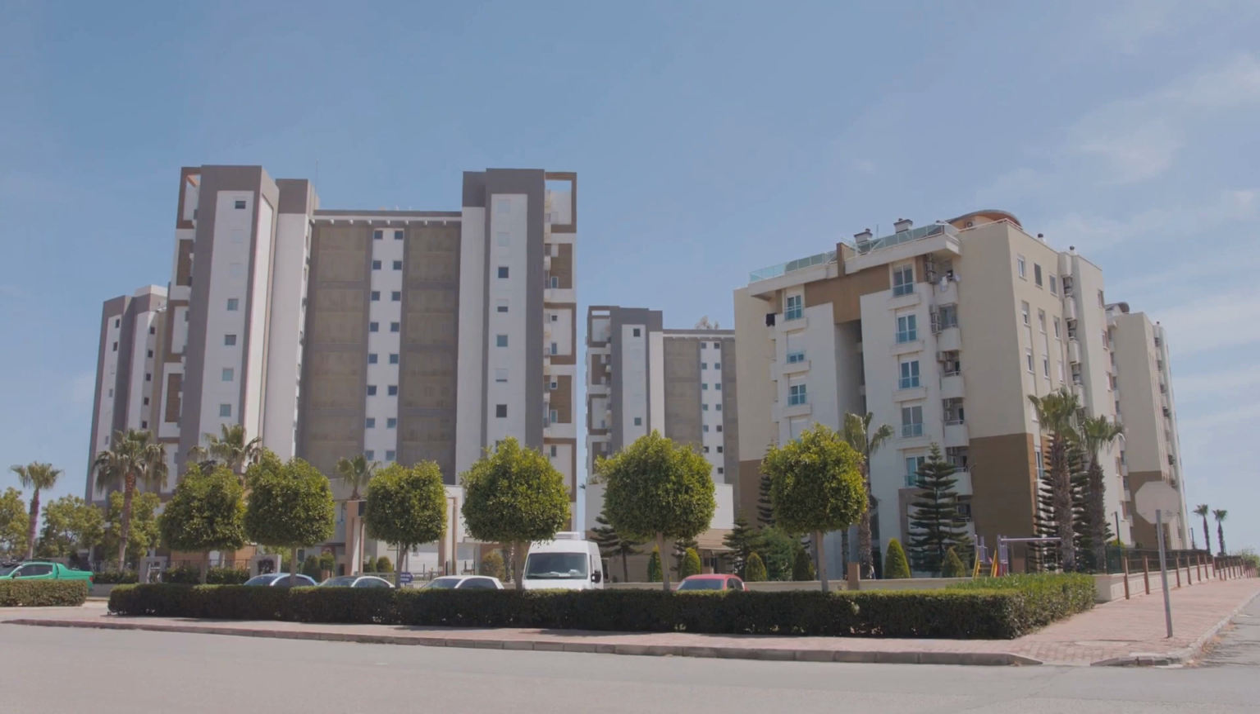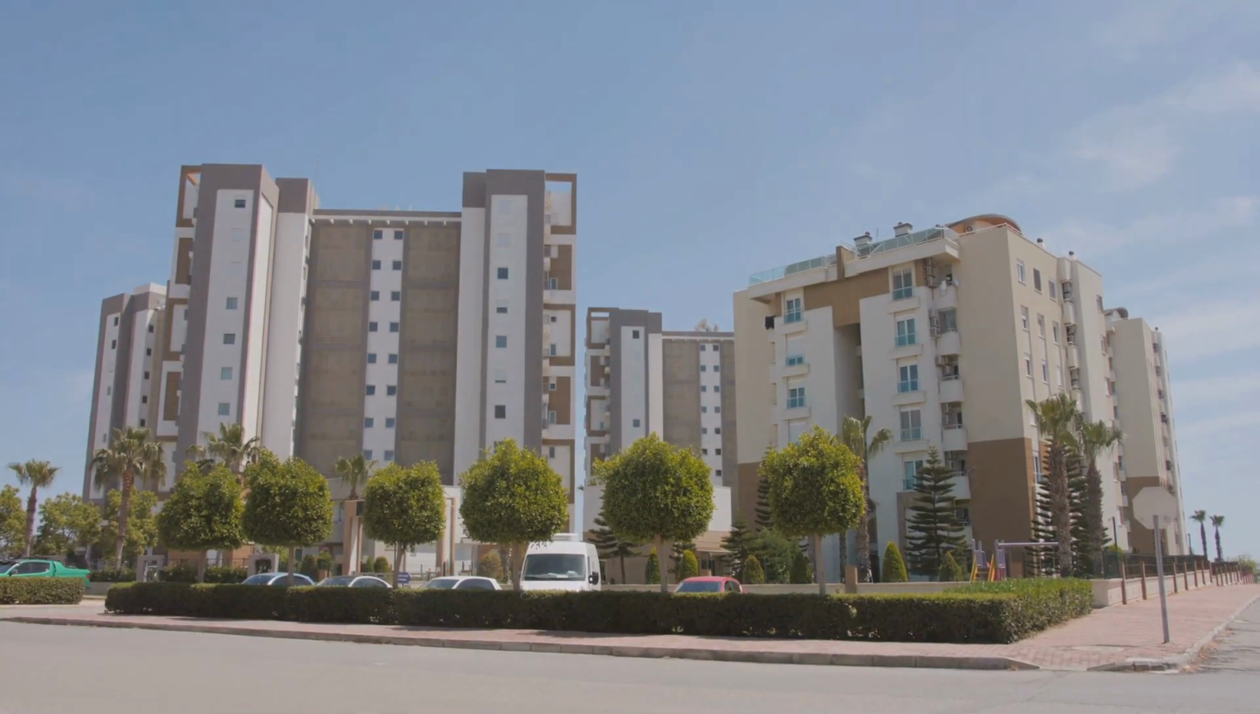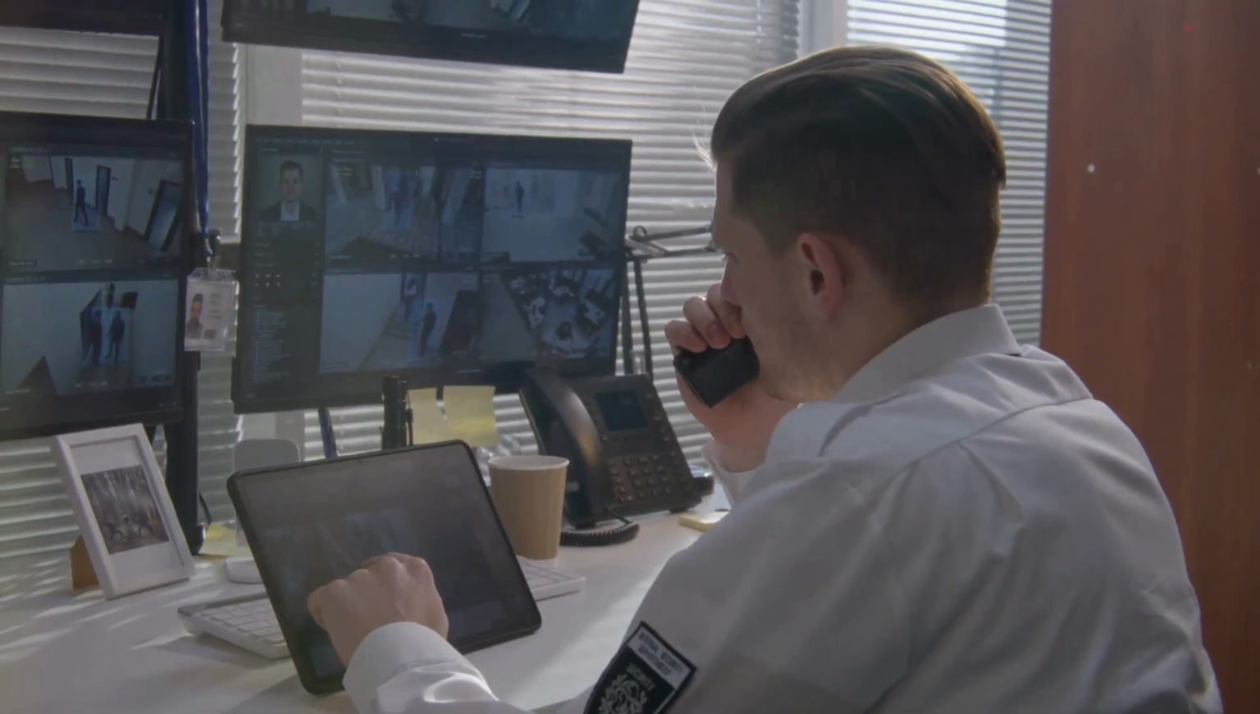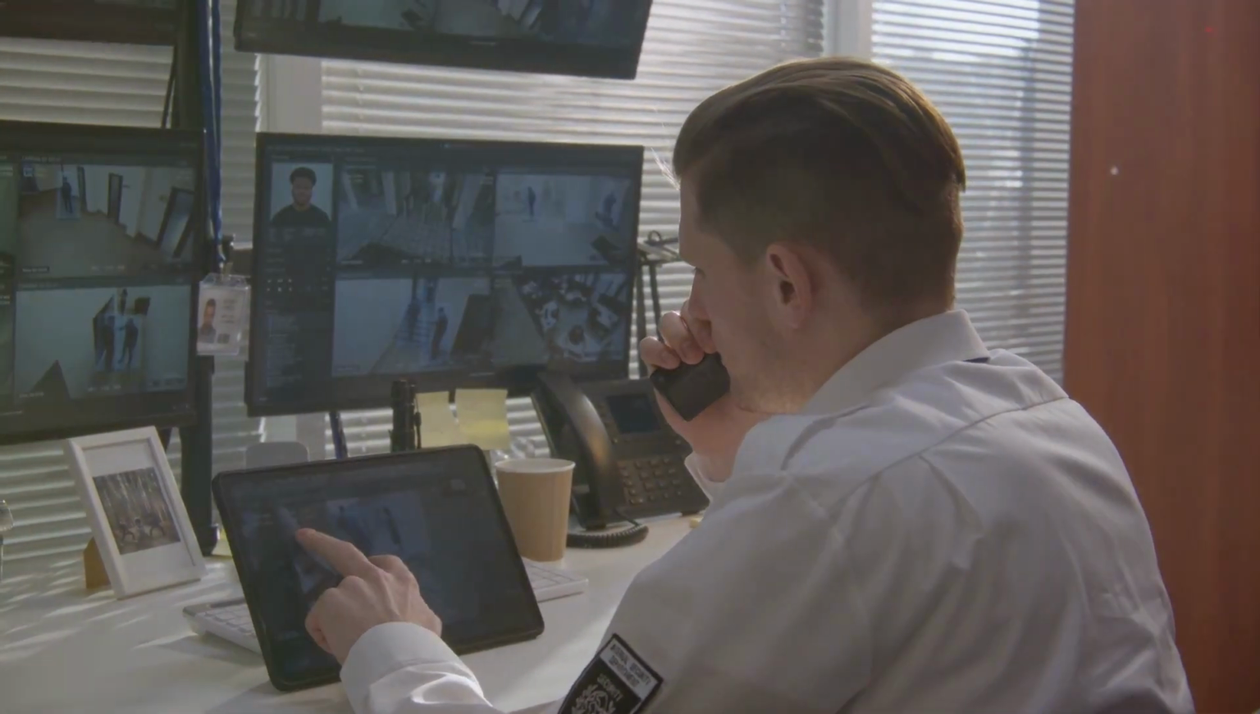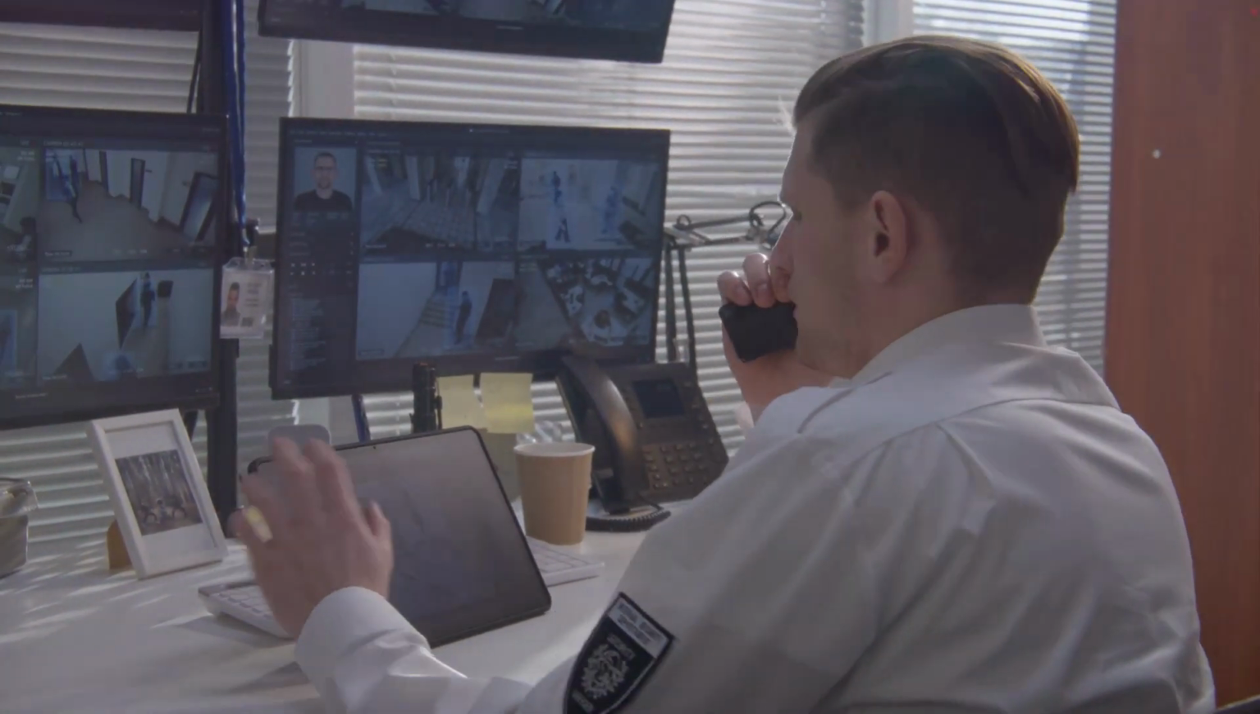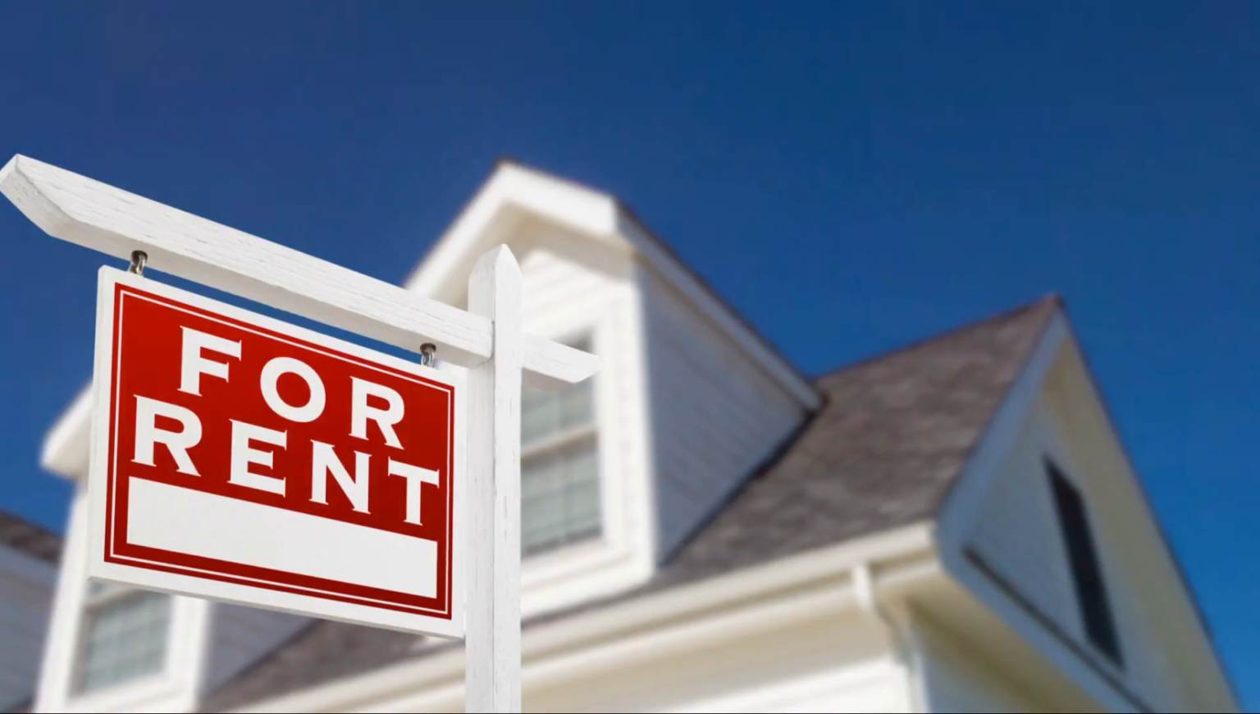Regular inspections signal that the property isn't abandoned and is under active supervision. Plus, it gives you the chance to spot any early signs of unauthorized occupancy. Now let's talk about vacant properties.